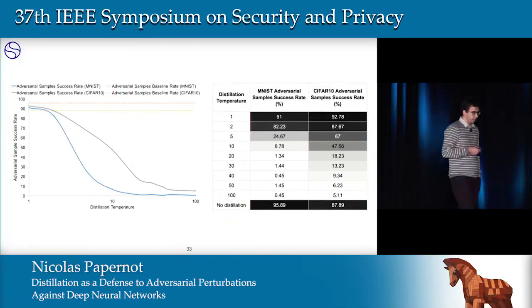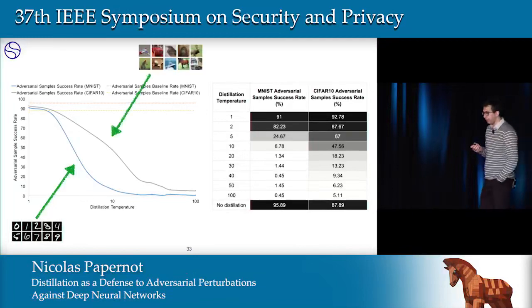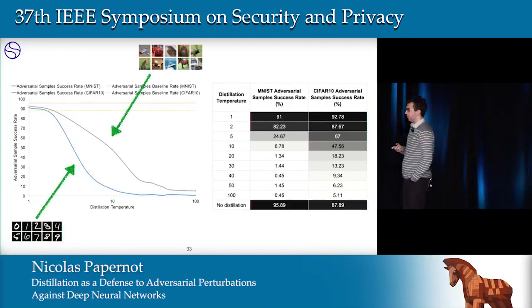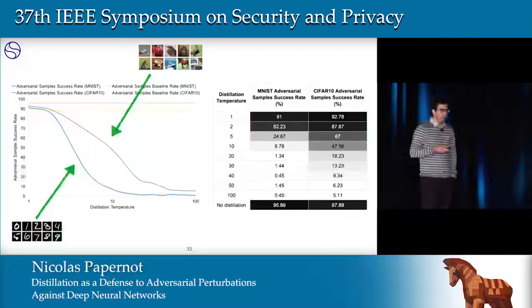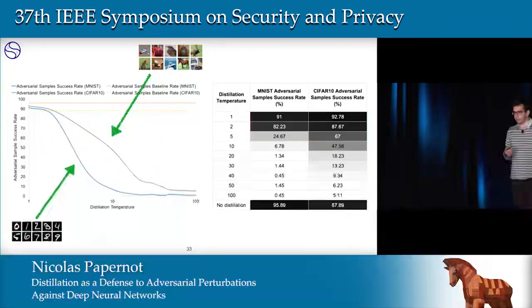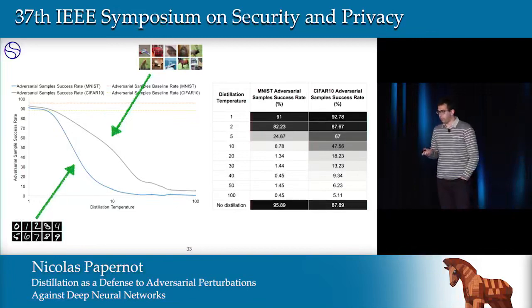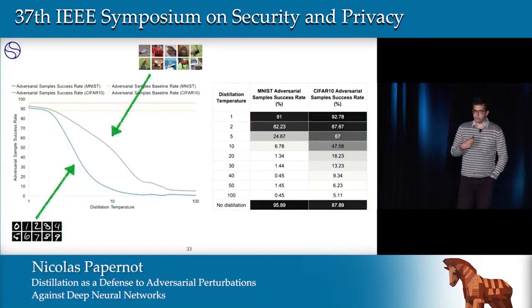So here are the results. You can see the blue curve corresponds to the digits data set, and the gray curve to the objects data set. And the x-axis holds the temperature parameter, and the y-axis the success rate of adversaries. And as you can see clearly, as the temperature increases during training, the adversaries have a harder time crafting adversarial samples, and eventually, for the digits data set, we reach levels less than 0.5% success rate, and for the image data set, we go below 6%.